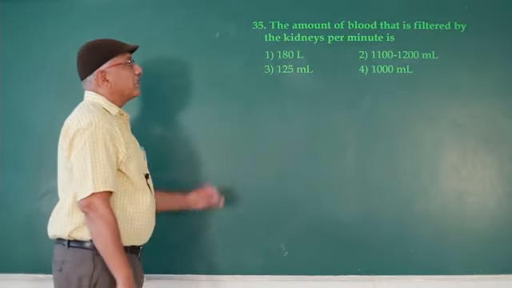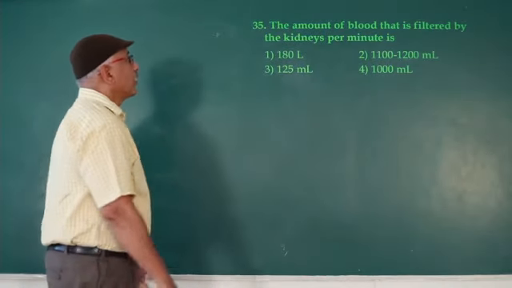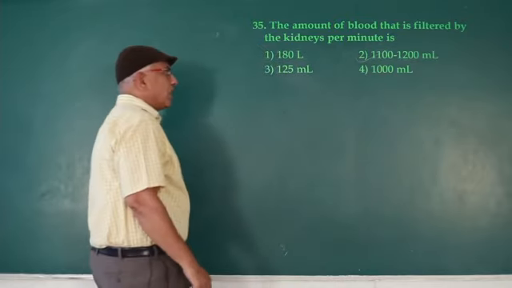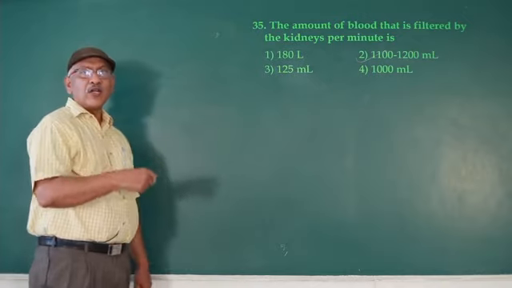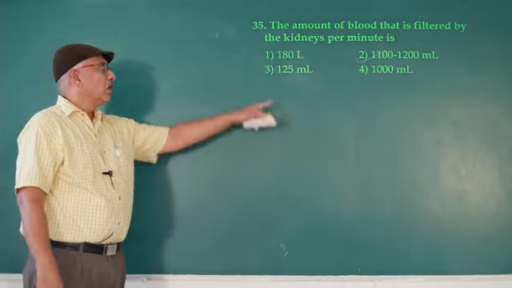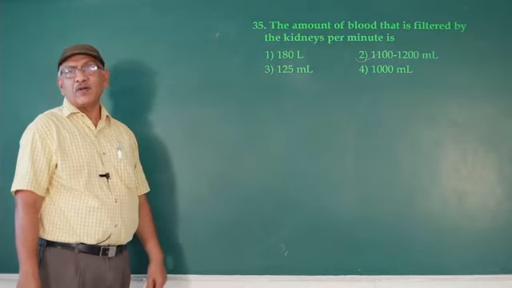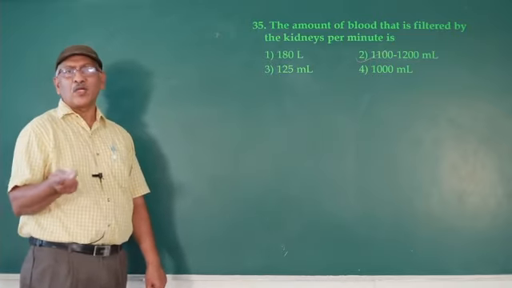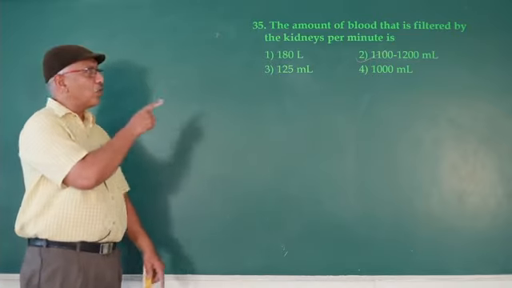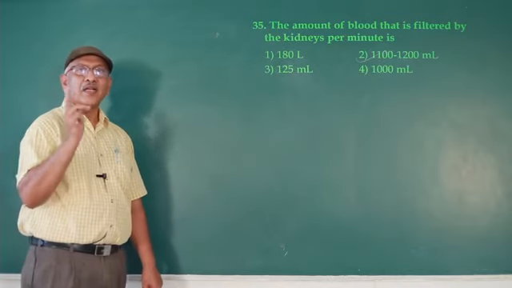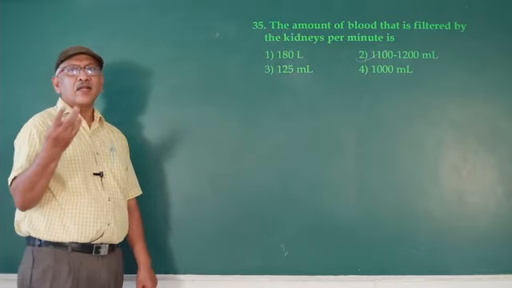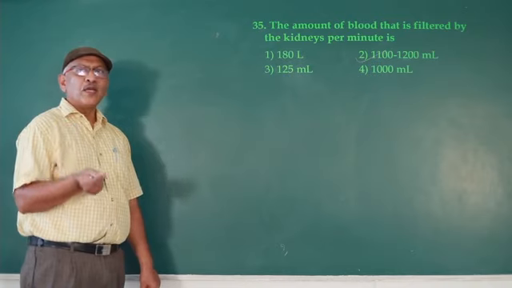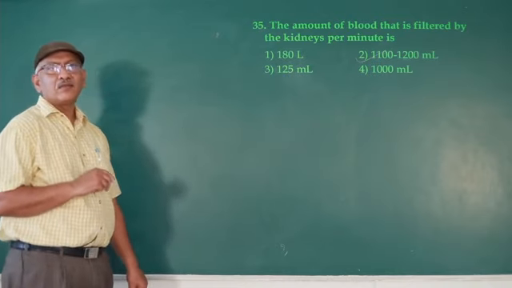The amount of blood that is filtered by the kidneys per minute is 1100 to 1200 ml. During this filtration, 125 ml is filtered into the lumen. Glomerular filtration rate is 125 ml. 1100 to 1200 ml of blood enters and leaves the glomeruli of 20 lakh nephrons, not the glomerulus of one nephron. Each kidney contains 10 lakh, so two kidneys contain 20 lakh. So 1100 to 1200 ml of blood enters the glomeruli of 20 lakh nephrons.